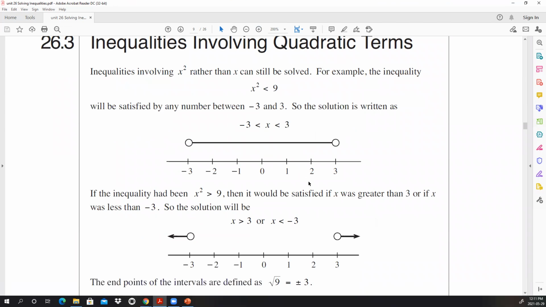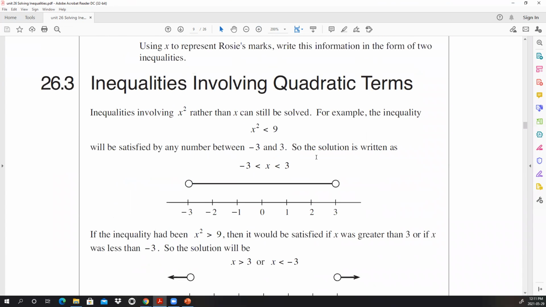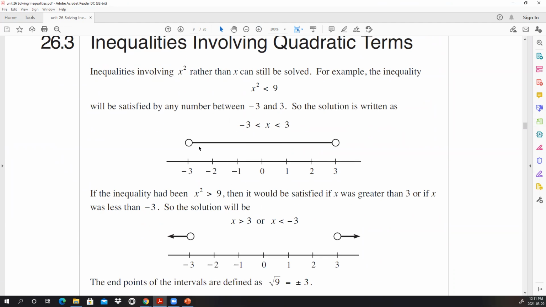Right, so here is another one. I'm almost sure that you guys did some of this already too. But I'll just quickly go through. Inequalities involving x squared rather than x can still be solved. For example, the inequality x squared less than 9 will be satisfied by any number between -3 and 3. So the solution is written as x greater than -3 and less than 3.